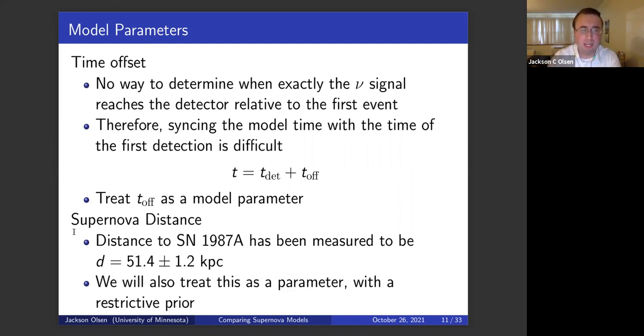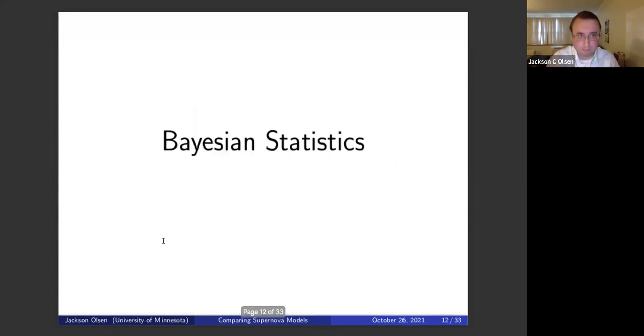And I'm also going to introduce as a second parameter the supernova distance. Now, the distance to 1987A has been measured pretty well to 51.4 plus or minus 1.2 kiloparsecs. But I just want to allow this to vary just a little bit to see if that has any effect. So I'll treat this as a parameter, but I'm going to restrict this in a certain way that I'll talk about in a couple of minutes.